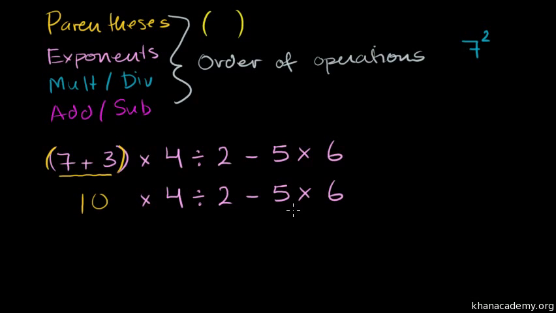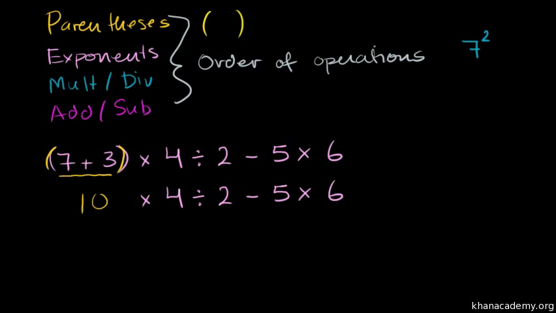Now, when you have multiple operations at the same level, in our order of operations, multiplication and division are at the same level, then you do left to right. So in this situation, you're going to multiply by 4 and then divide by 2. You won't multiply by 4 divided by 2. But then we'll do the 5 times 6 before we do the subtraction right here.